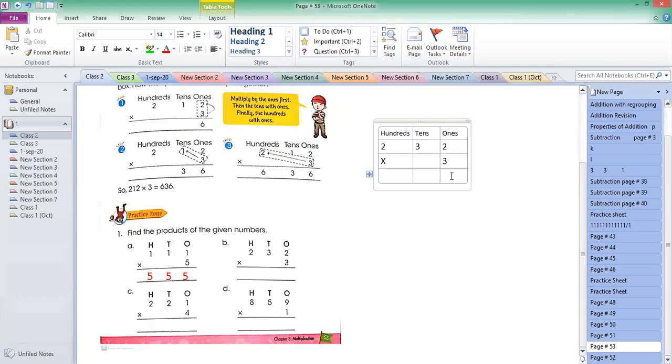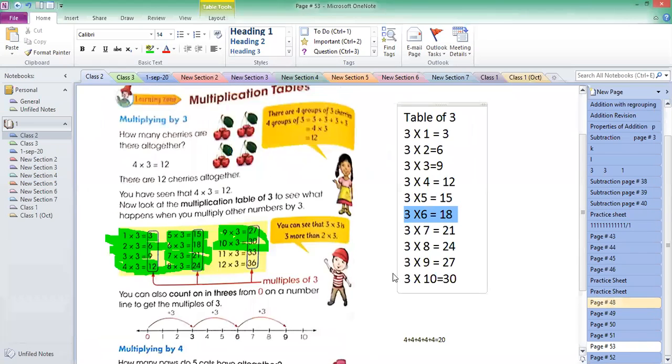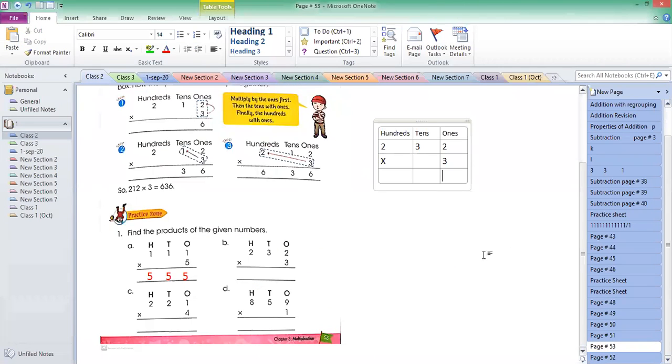If you don't know the table, you can check from here. 3 multiplied by 2 is equal to 6. So the answer is 6. I write 6 here. Now I need to multiply this 3 by tens.